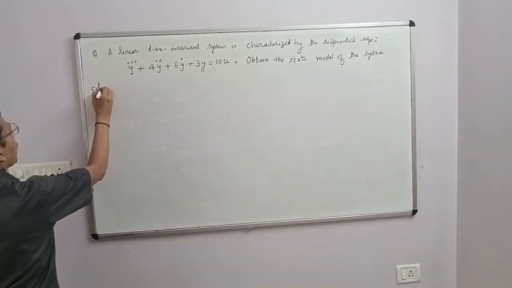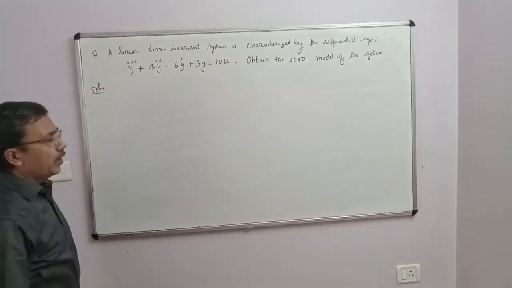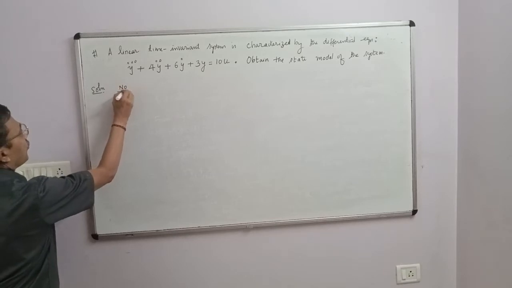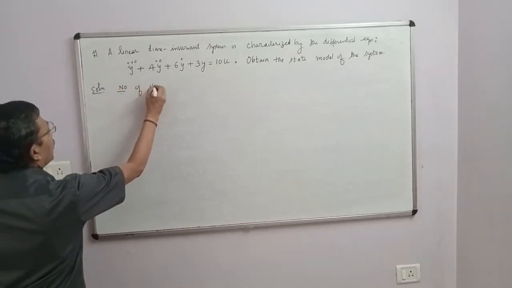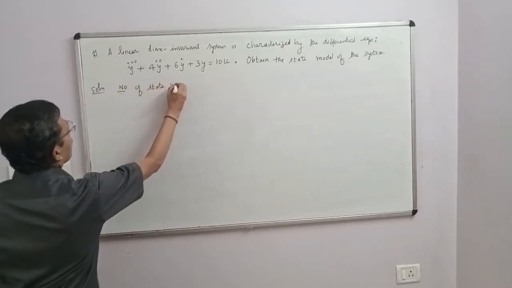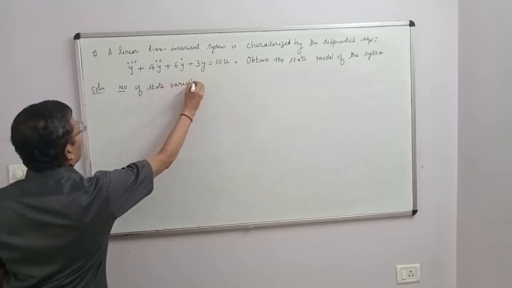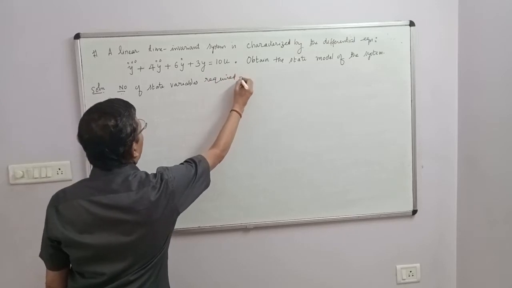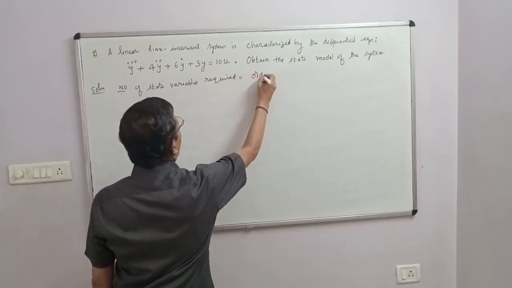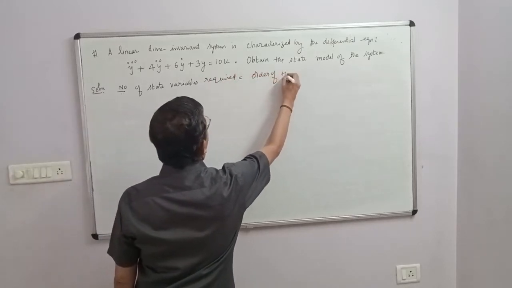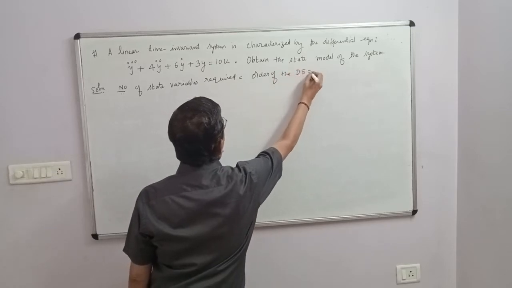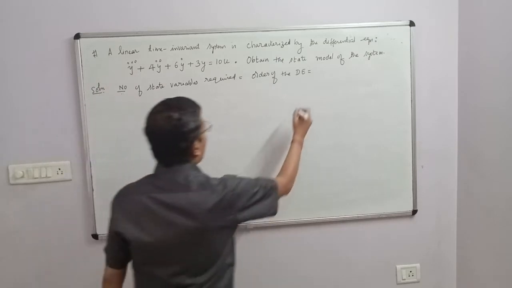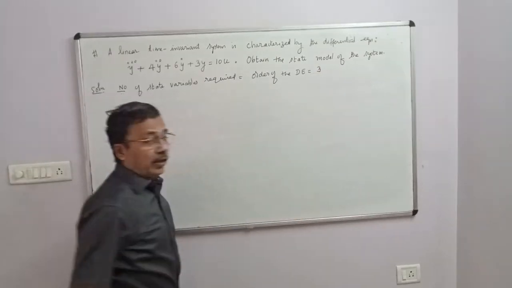Solution. First step is to determine the number of state variables required. Number of state variables required is equal to the order of the differential equation. What is the order of the differential equation? 3. Therefore, 3 state variables are required.